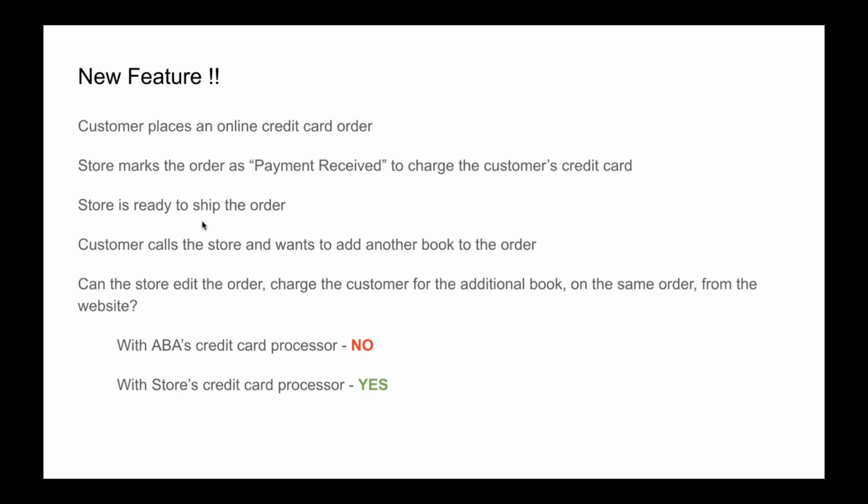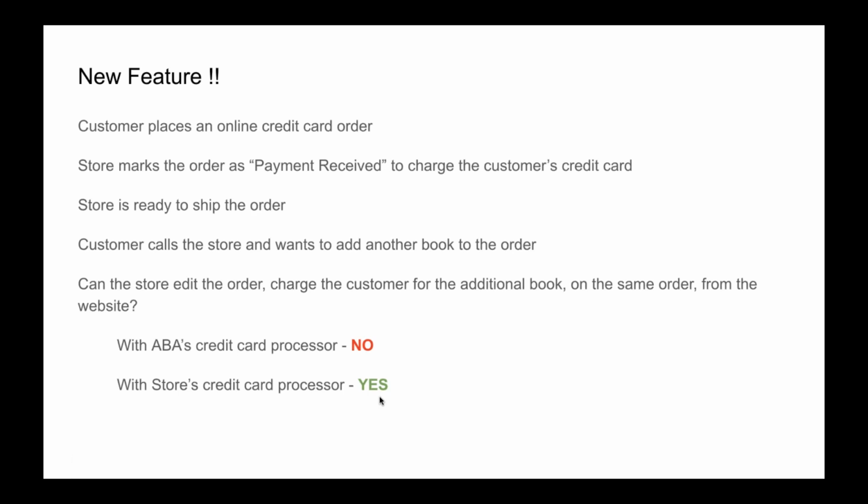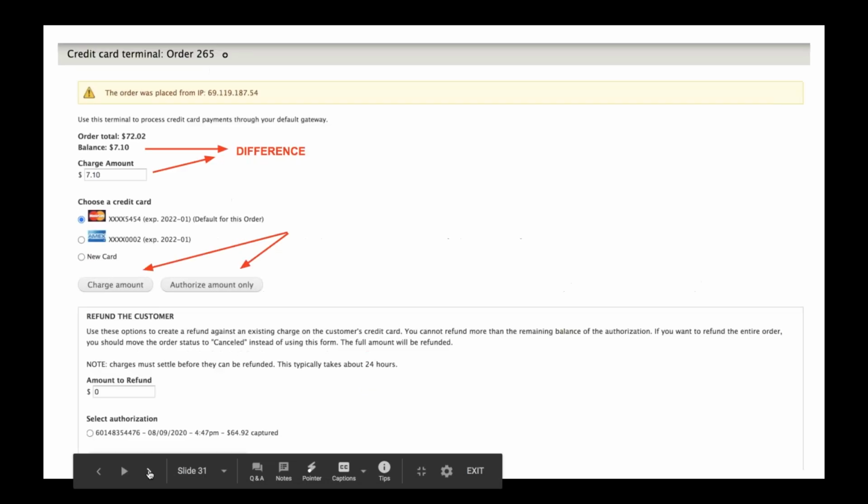If you're currently on ABA's credit card processor, no, you cannot do that. But when you switch to your own processor, you can do that. So that is a big advantage. This is a new feature we are providing when you move to your own credit card processor. We want your staff to be able to process transactions, charges, and refunds directly from the IndieCommerce site without having to log into the Authorize.net account. So this is possible. So let's see what the screens look like.